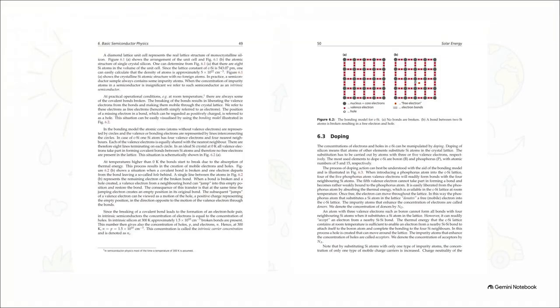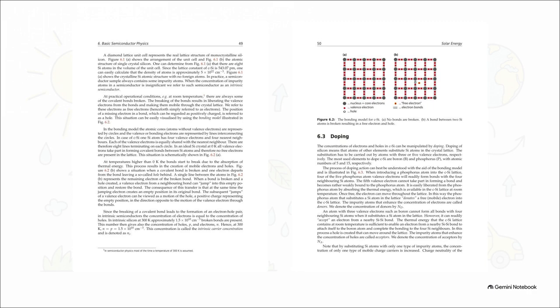Let's break down how this works. Think of it like donating and accepting. If we introduce a phosphorus atom, which has 5 valence electrons, 4 of them bond perfectly with the silicon. But that 5th electron, it's kind of left hanging. It gets easily liberated by thermal energy, and boom, it becomes a free electron that can cruise around. We call this an N-type semiconductor.